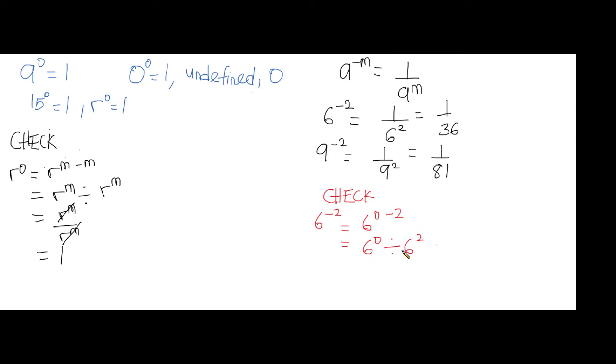By the laws of indices, this will return back to this, and we can simply write this as 6 raised to the power of 0 divided by 6 raised to the power of 2. Any number or integer raised to the power of 0 is always going to be 1, and 6 raised to the power of 2 is 36. So we can say that it is the same answer. Likewise, when we solve 9 raised to the power of minus 2, we're also going to get the same answer.